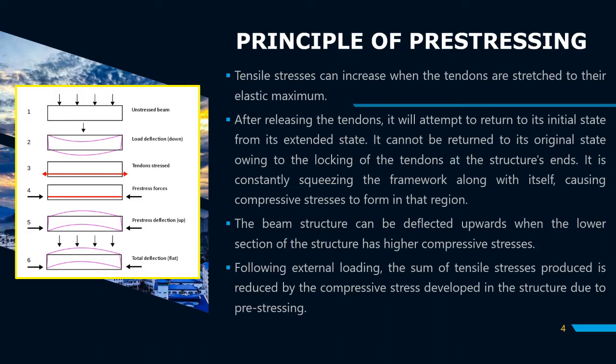The beam structure can be deflected upwards when the lower section of the structure has higher compressive stresses. Following external loading, the sum of tensile stresses produced is reduced by the compressive stress developed in the structure due to the prestressing.